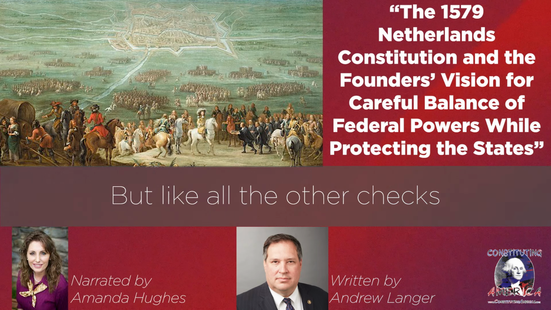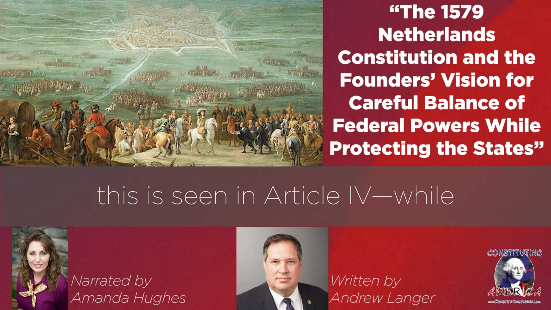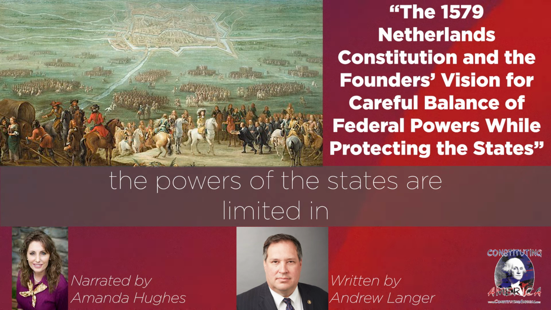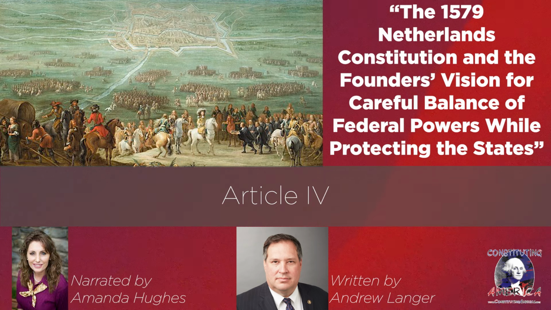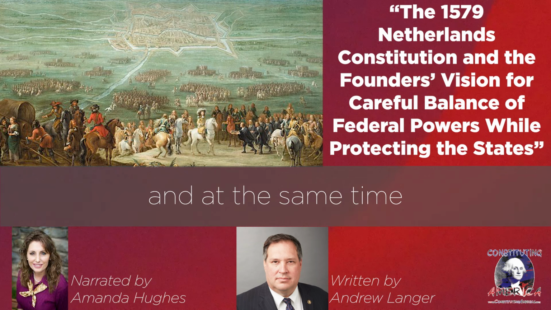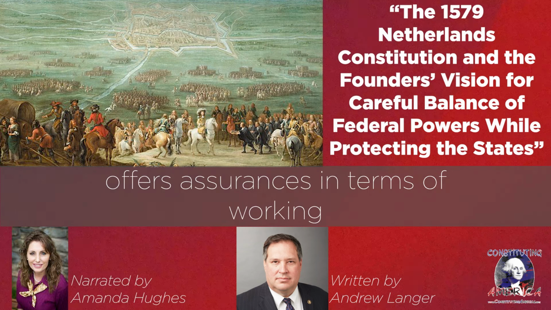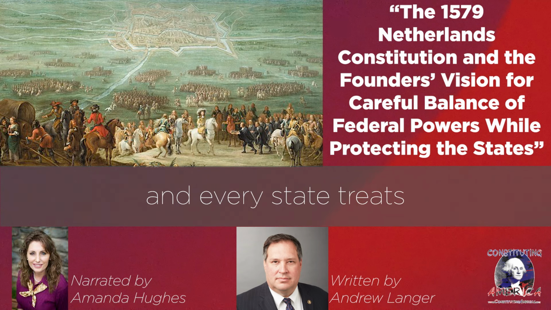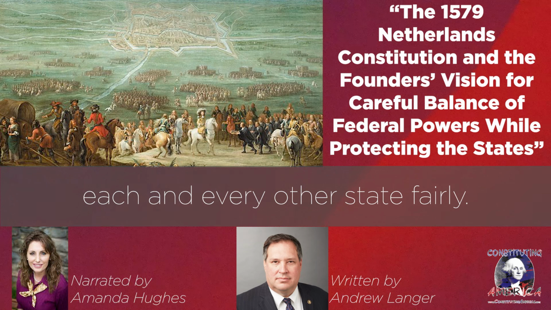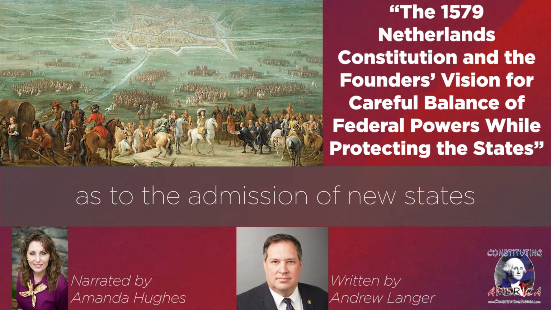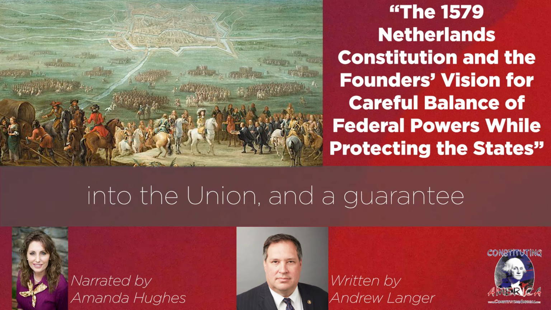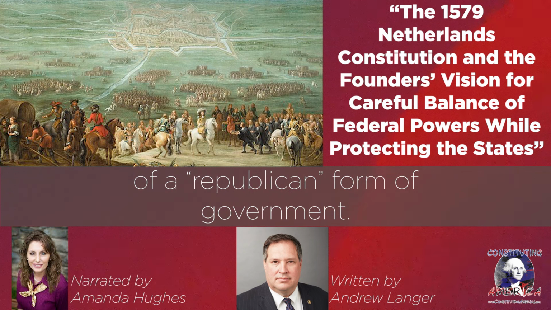But like all the other checks and balances, the trade-off to this is seen in Article 4. While the powers of the states are limited in terms of things like treaties and currency creation, Article 4 gives a guarantee of protection to states. The federal government agrees to defend a state against military threats and at the same time offers assurances in terms of working to make sure that each and every state treats each and every other state fairly. And Article 4 also makes guarantees as to the admission of new states into the Union and a guarantee of a republican form of government.